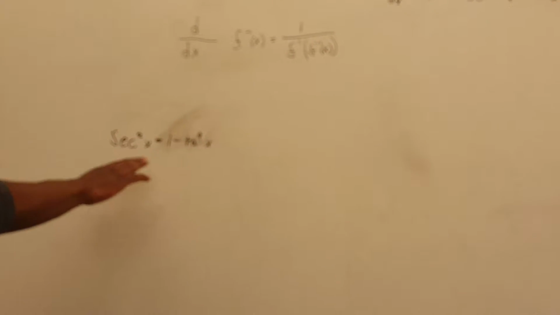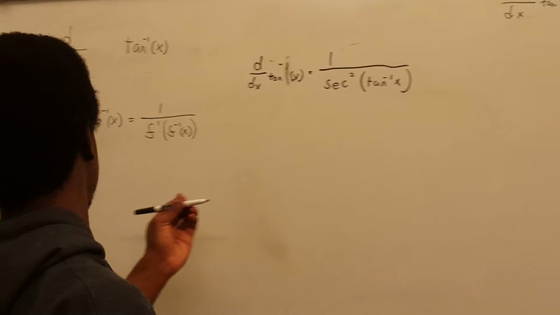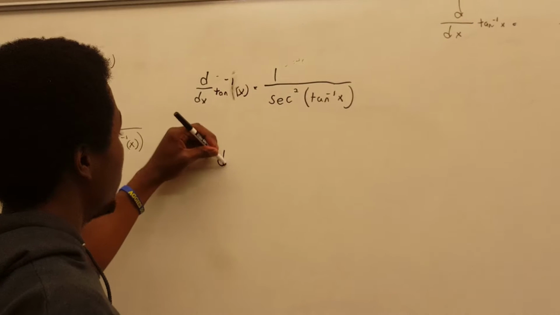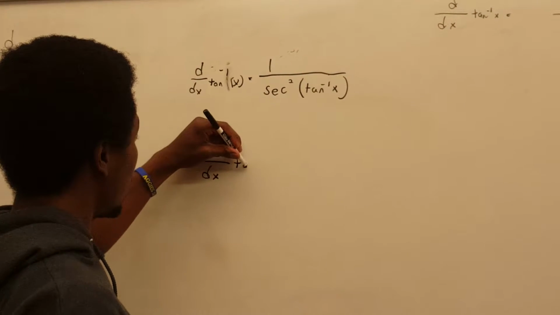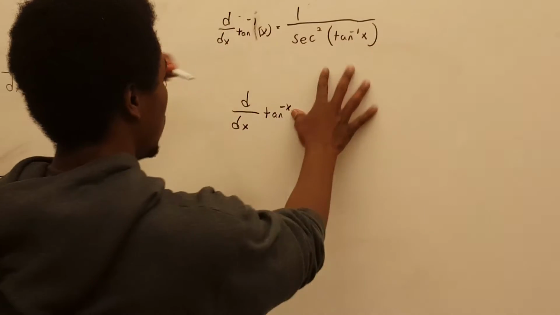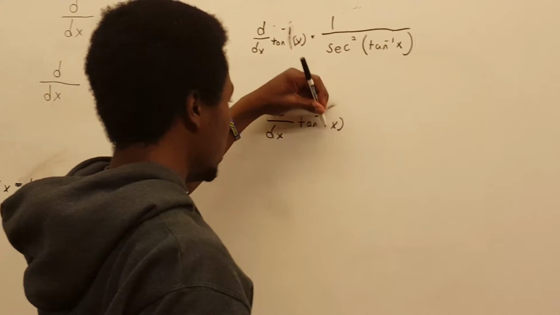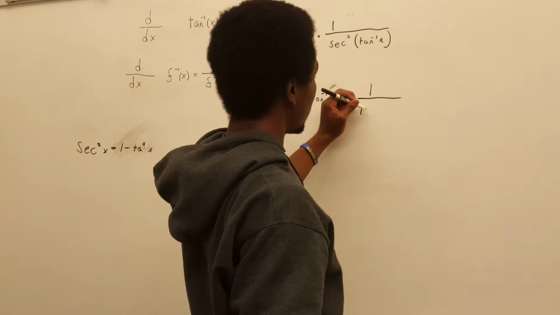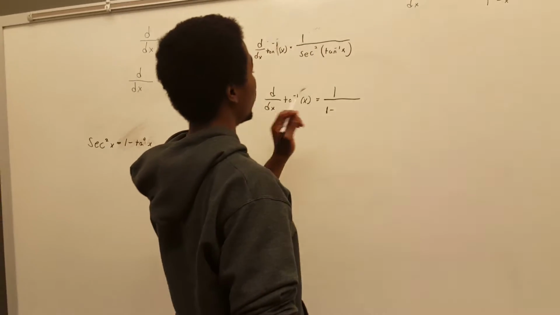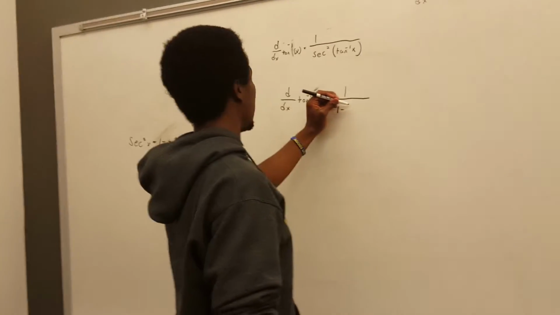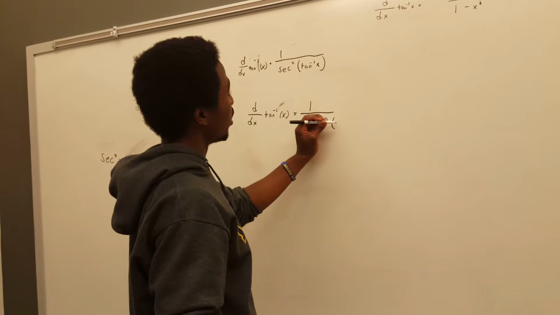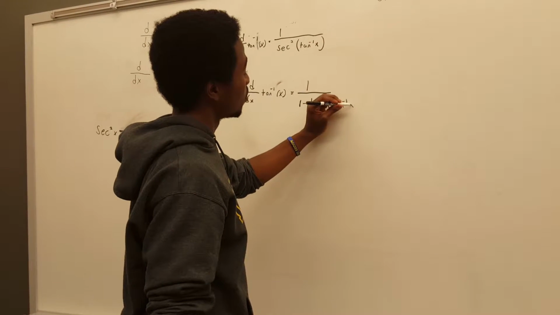Now, once we have this, we're at the right place because we know that the secant squared can be substituted for 1 minus the tangent of x squared. So we're going to have the derivative of the inverse tangent of x equal to 1 divided by 1 minus the tangent of x squared, except instead of having x, you're going to have the inverse tangent inside.